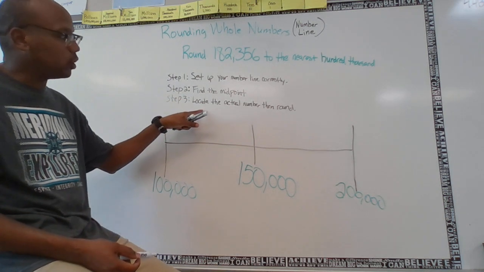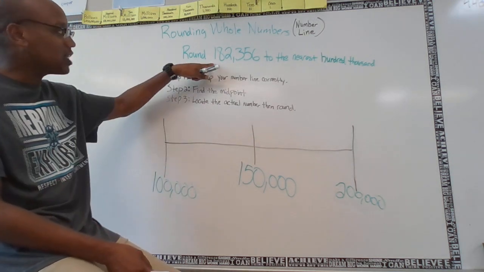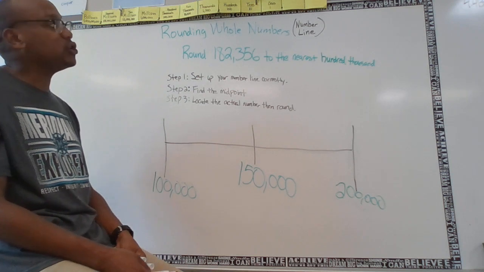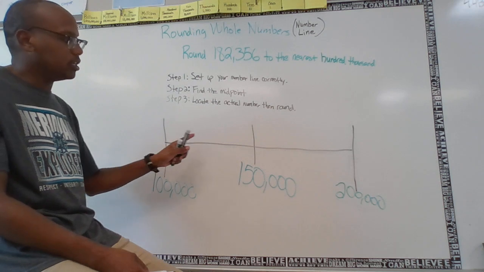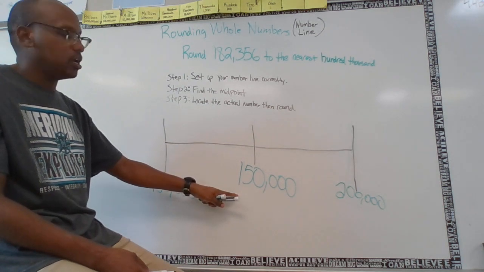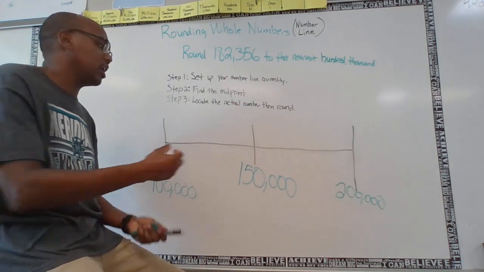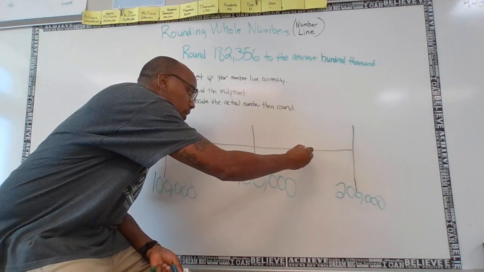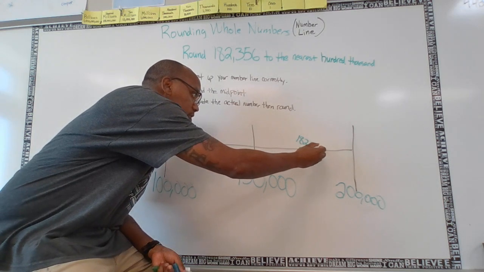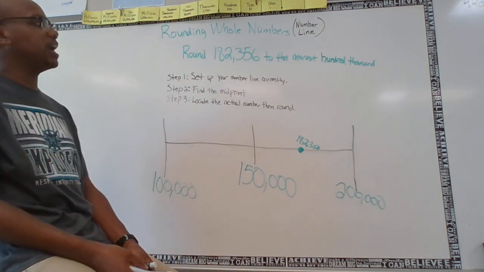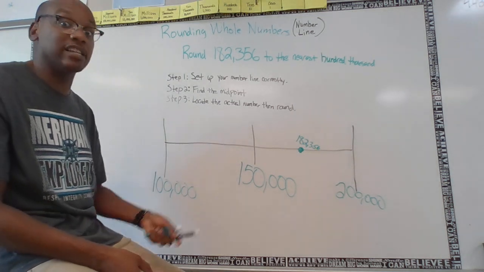Now, step three, I'm going to locate the actual number on this number line and then simply round it. My actual number is 182,356. This is 100,000. This is 150,000. So that means 182,000 is probably somewhere up in there, 182,356. And now you can see that 182,356 is past the midpoint.